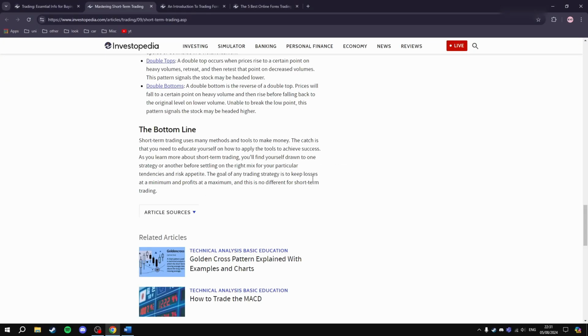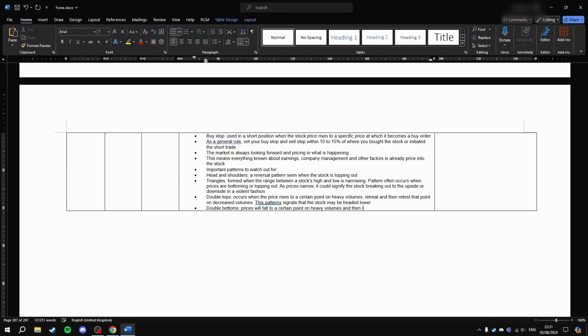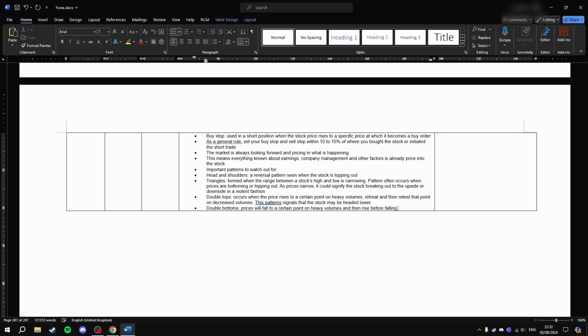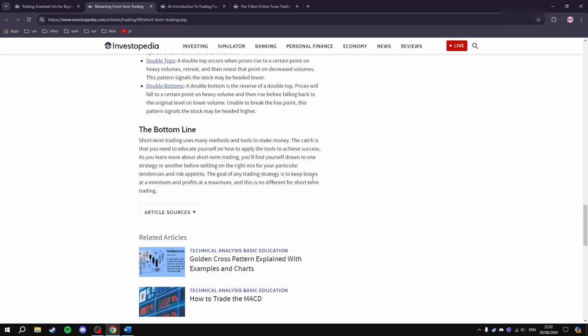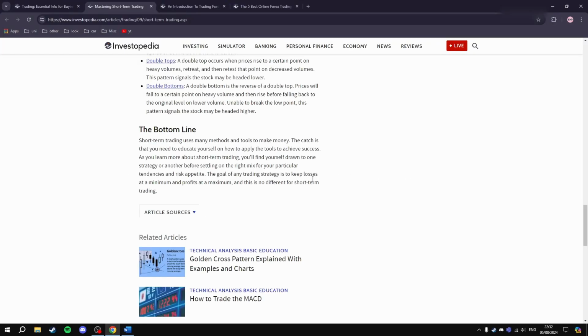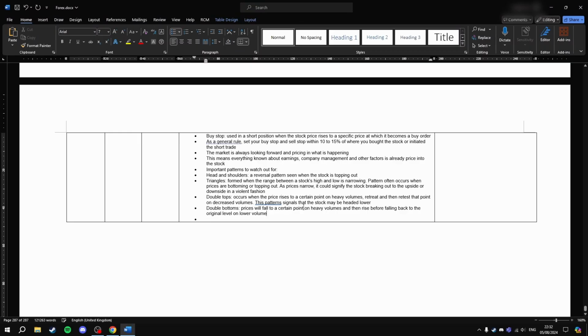Rise before falling back to the original level on lower volume. Unable to break the low point, this pattern signals the stock may be headed higher on lower volume. So this pattern signals that the stock may be headed higher, so upward trend.